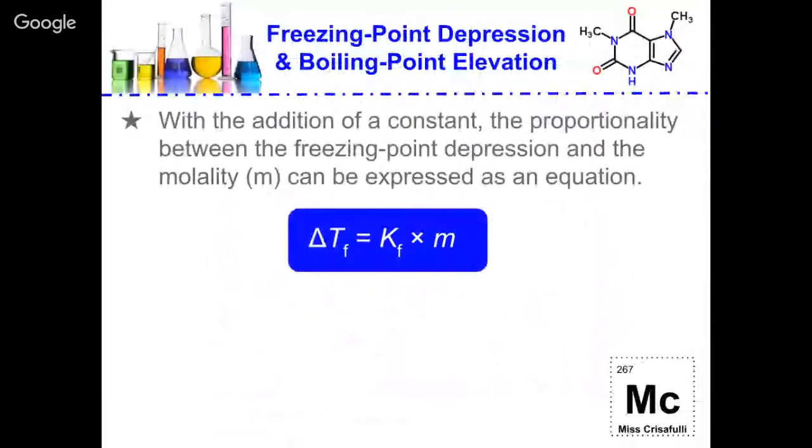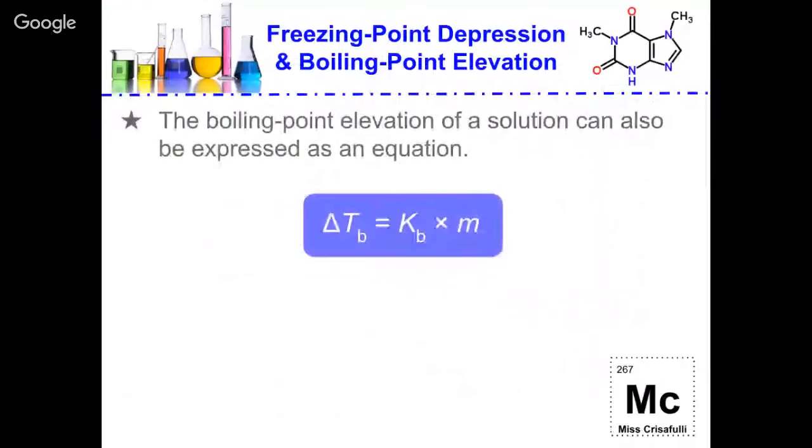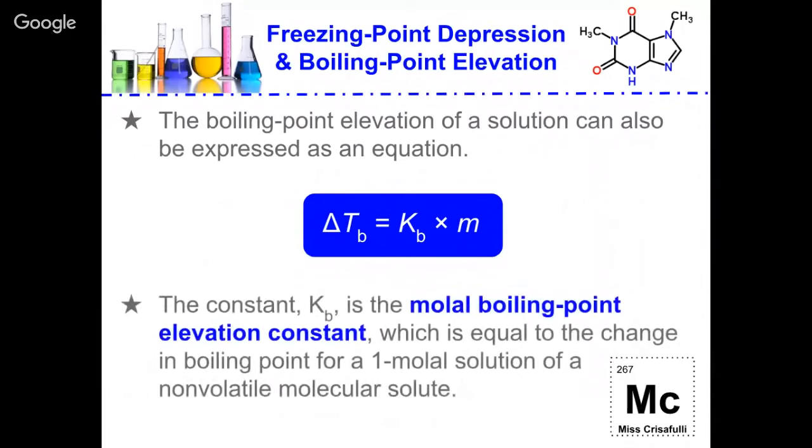So the equation for the freezing point depression is delta Tf equals Kf times m, and Kf is a constant. It's the molal freezing point depression constant, and it's specific for specific solvents. And then little m, remember, is our molality. And our molality is going to be determined also by how many particles we have in solution. The boiling point elevation is the same equation, except Kb is the molal boiling point elevation constant. And again, it's going to be specific for your different solvents.